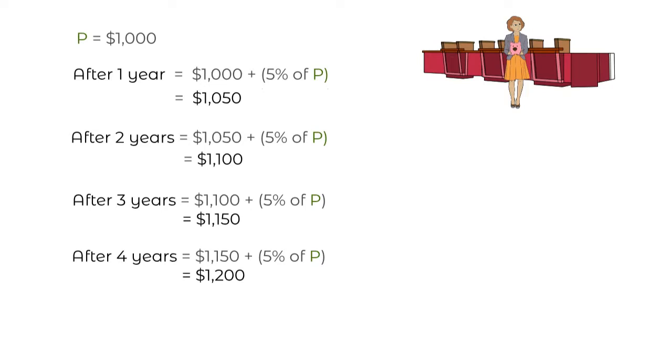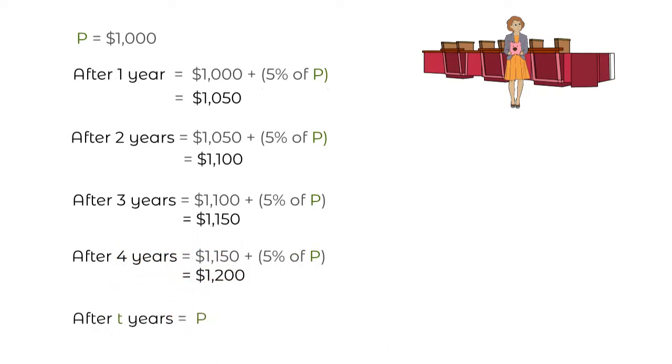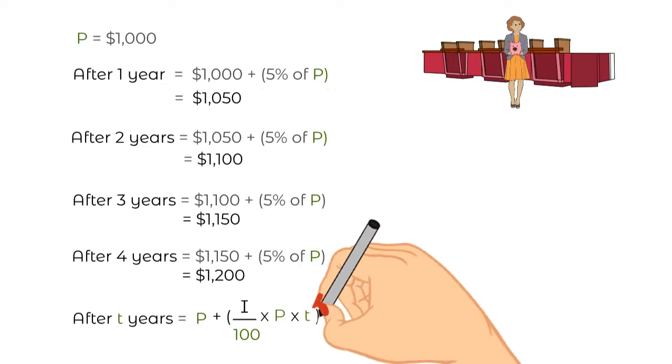I recommend solving simple interest problems using a bit of logic and common sense. However, I know some of you like a formula. So for those who want to memorize rather than think for themselves, the formula to find amount after T years for simple interest would be to take your principal amount and then plus your interest rate over 100 times by your principal amount times by time.